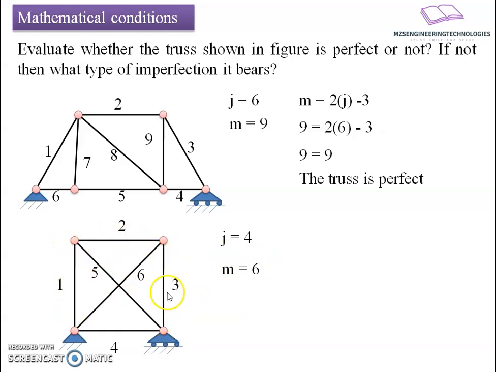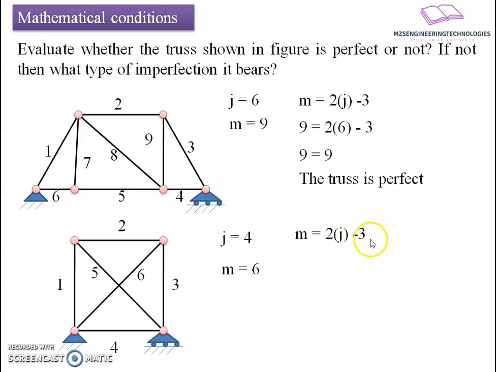So here at the overlapping of the two inclined members, there is no connection defined. So I'm not defining any connections or any joint here. That's why joints are at the corners only. J equals 4 and m equals 6.